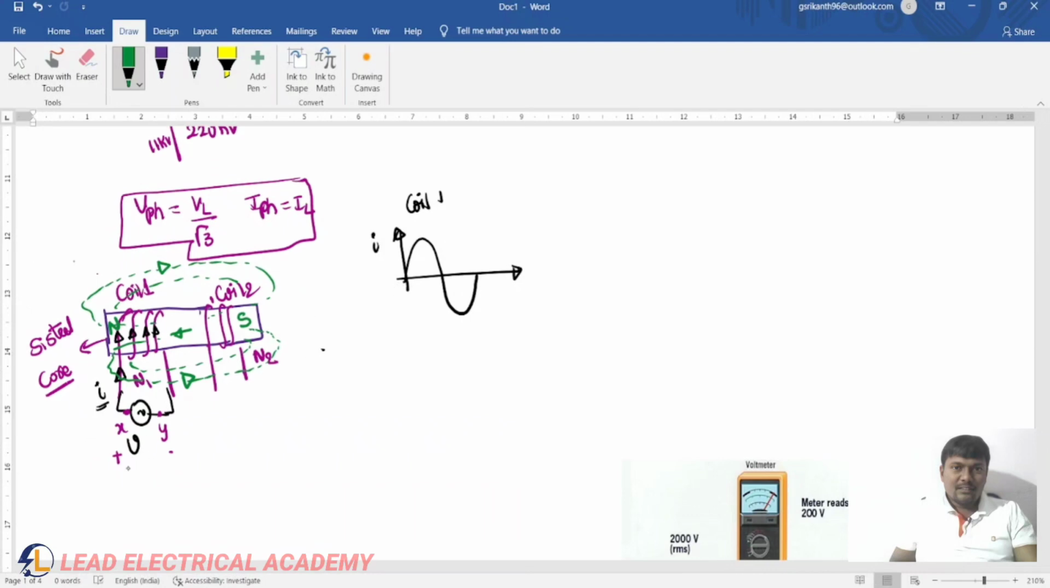During the negative half cycle, the X terminal is negative and the Y terminal is positive. The current direction will be reversed, which means the flux direction is also reversed. Positive half cycle is like this, negative half cycle is like this, and the flux production in the negative half cycle is reversed. So this alternating flux is linking with coil 1 and coil 2. According to Faraday's law of electromagnetic induction, an EMF is induced in coil 1 and coil 2.